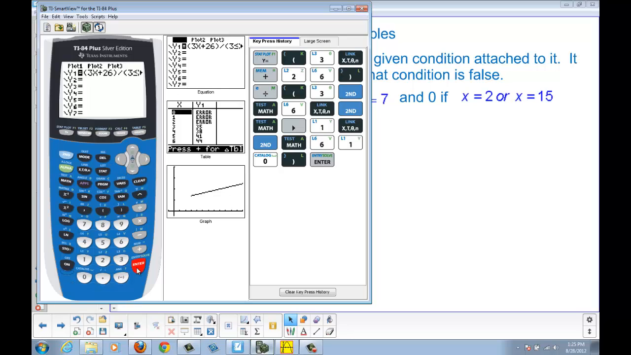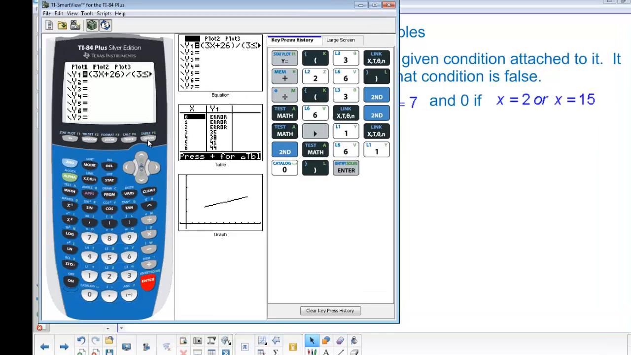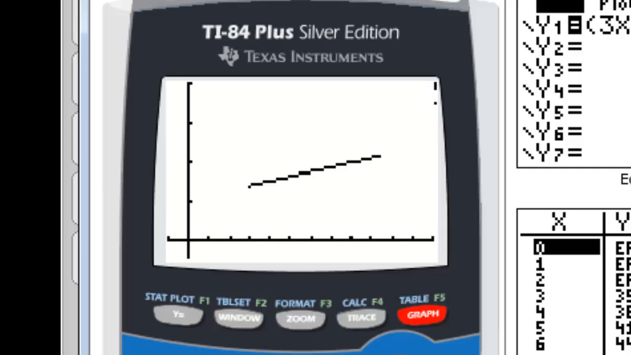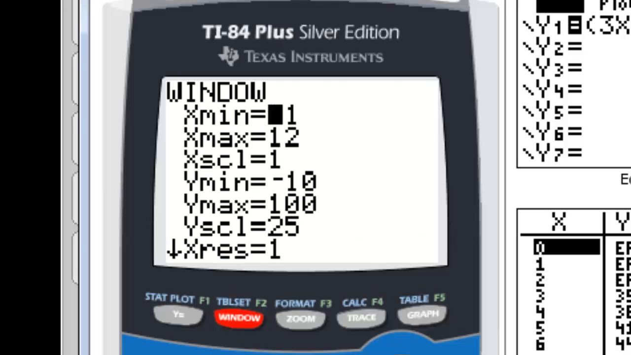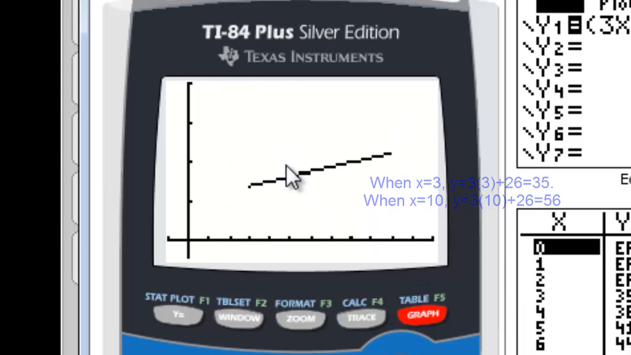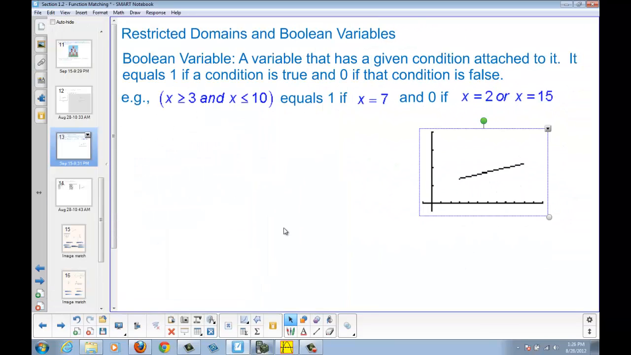So what we've done is divide by this condition. When the condition is true, we're dividing by 1, so we see the graph. And when the condition is false, we're dividing by 0, so we don't get a value. And that's why we get a graph that covers the values between 3 and 10. Now I chose my window to cover the years between 3 and 10 and the values of y that would be produced within that range. So let's take a look at the graph again. Pull it over, and there we have it.